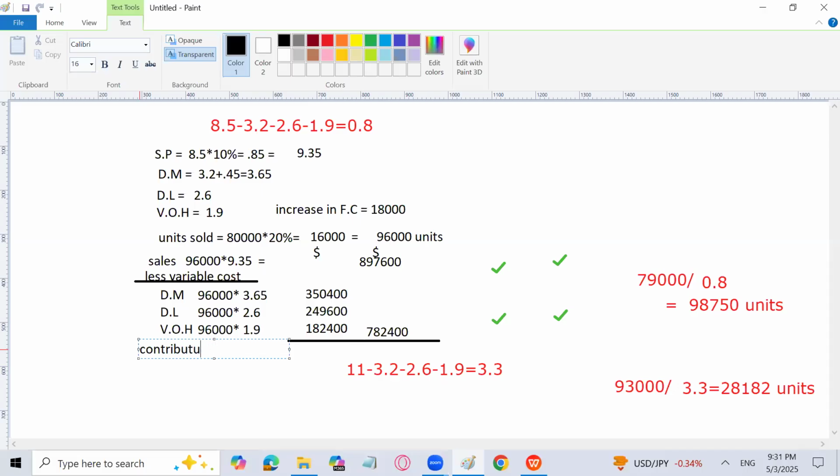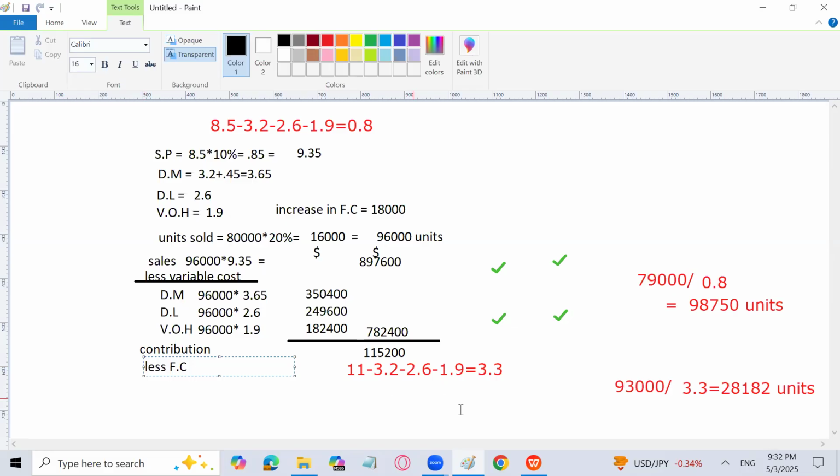So contribution we can calculate now. That is going to be 897,600 minus 782,400. So 115,200 is the contribution less fixed cost. So let me subtract the fixed cost from here.